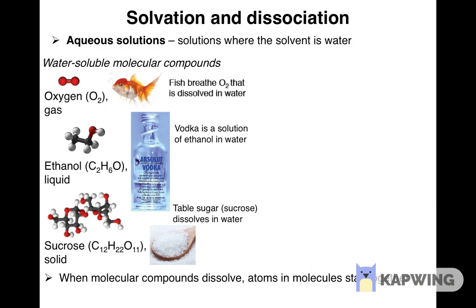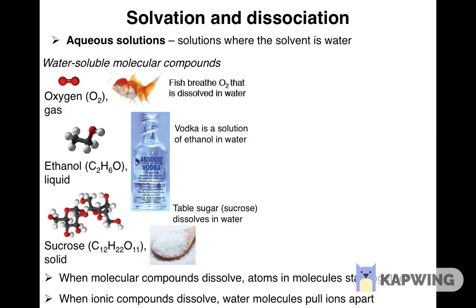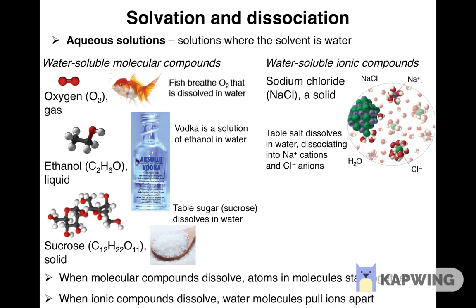In contrast, when ionic compounds dissolve, water molecules pull the ions that make them up apart. This process is called dissociation. For instance, in an aqueous solution of sodium chloride, table salt, the Na+ cations and Cl- anions float around in water independently. If an ionic compound contains polyatomic ions, then when the compound is dissolved, the cations and anions separate from each other, that is, dissociate.